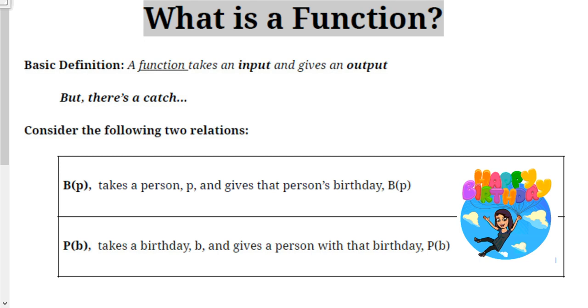So if I have a rule B of P that takes a person as an input, and then the output is the person's birthday. You can imagine how that would work, right? I take a particular person like, hey, when's your birthday? And they tell me, right? That's a function. I also could have the reverse, where I have P of B, where you take a birthday as an input, and the output is someone who has that birthday.